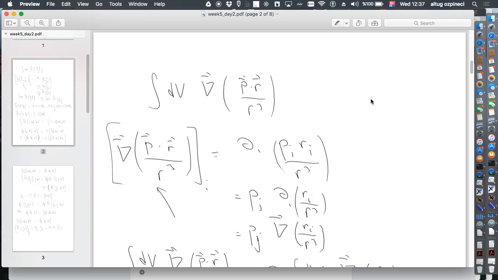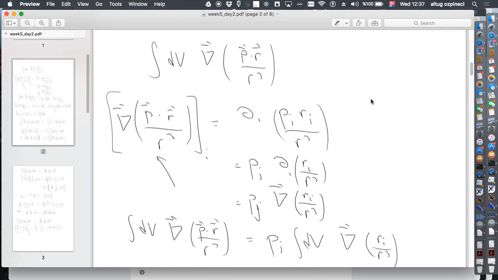Okay, so last week, this is week 5, day 2. If you look at the lecture notes, we evaluated this integral. This is the dipole potential. We took the gradient and then integrated over a spherical volume. So that's basically what we said. If we can prove this step, we are done. This is the proof. So you can just go over them.